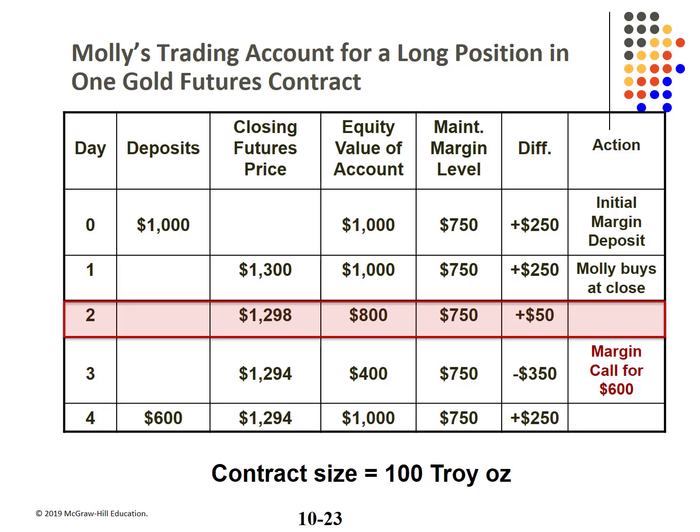She's still okay. Day 3, the price drops again to $12.94, a $400 change. Her account is now at $400, well below the maintenance level. She receives a margin call. She needs to deposit funds to bring the account back to the initial level. Day 4, she deposits $600 to get her account back to the initial margin level.